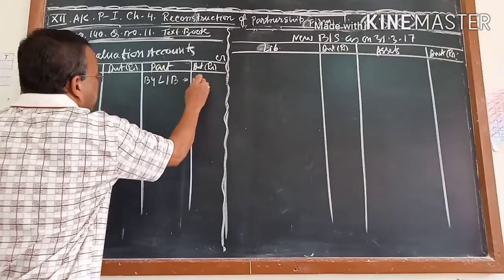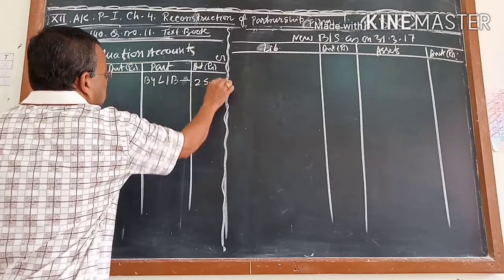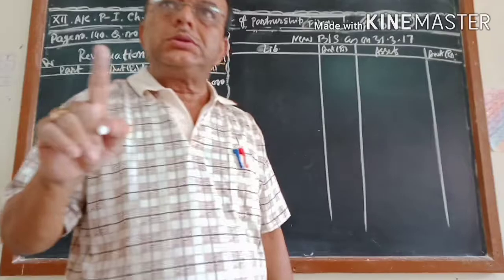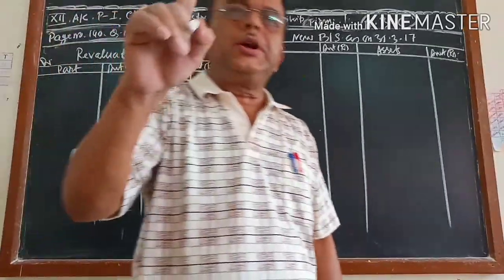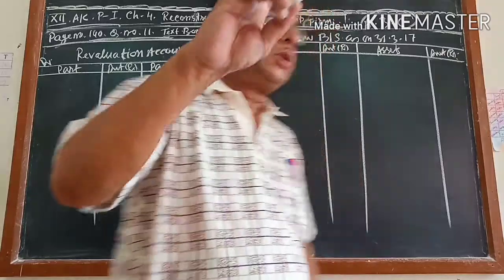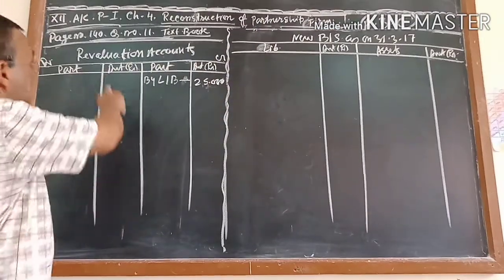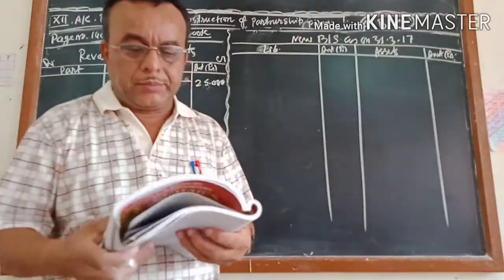How much will it come? I told you, the change in value. What is the change in value? 25,000. You understand? I have done the journal posting. The journal is land and building account debit to revaluation account. I have not done the posting in the land and building account. I have done the posting in the revaluation account. So revaluation account is credited by land and building.